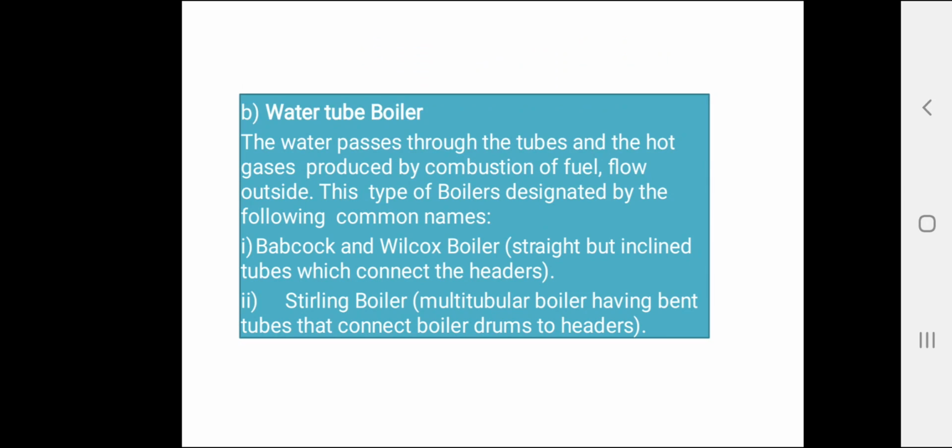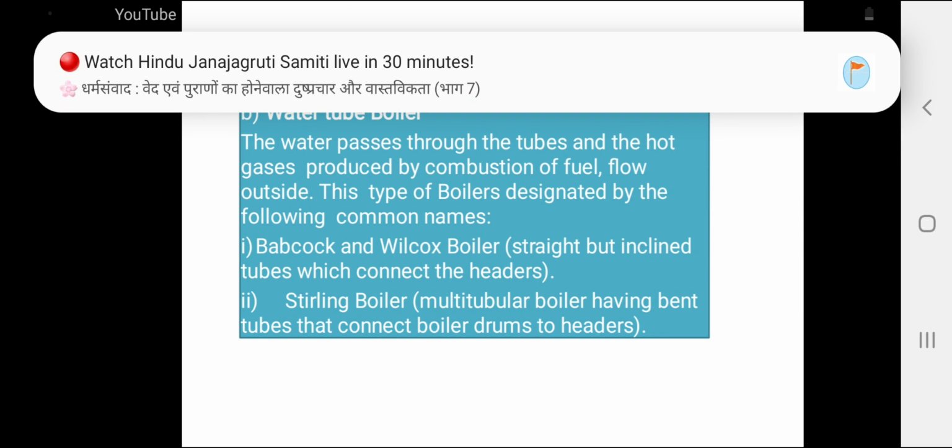The second type is the water tube boiler. The water passes through the tubes and the hot gases produced by the combustion of fuel flow outside. This type of boiler is designated by some common names, that is Babcock and Wilcox boiler, with straight but inclined tubes connected to headers, and the Stirling boiler, a multi-tubular boiler having bent tubes that connect boiler drums to headers.